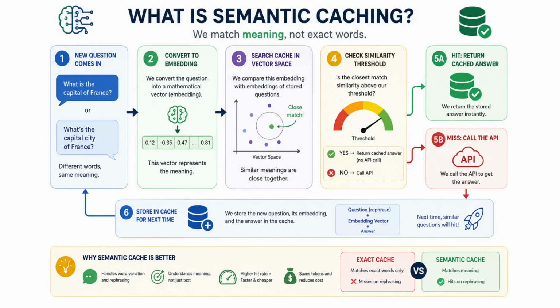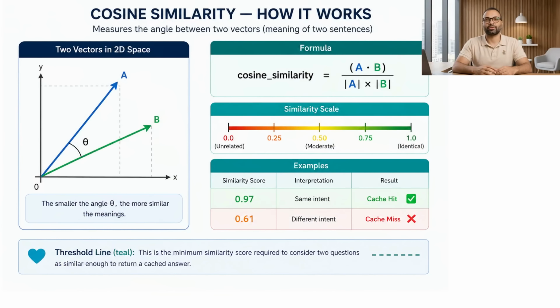When a new question comes in, we convert it to an embedding. Then we search our cache for any stored question whose embedding is close enough. If we find a match above a similarity threshold, we return the cached answer. No API call needed. If we do not find a close match, we call the API, get the answer, store it in the cache for next time. That is the full loop, and it handles word variation, rephrasing, and even slight paraphrasing, all of which would fail in an exact cache.